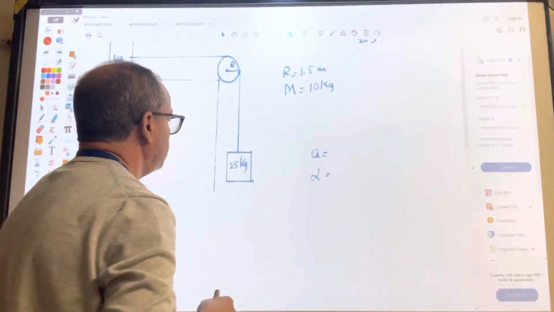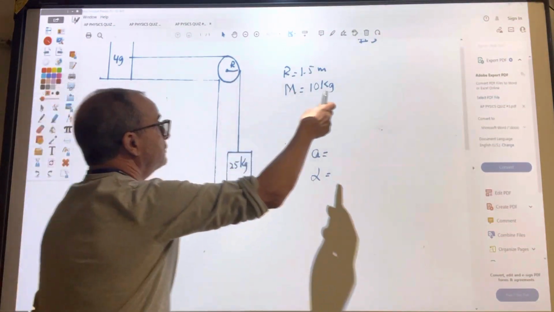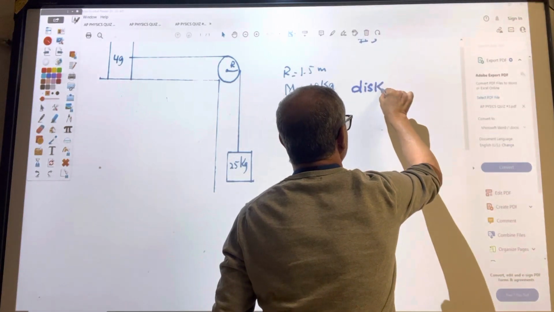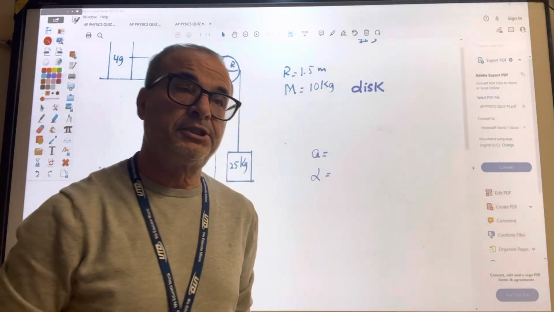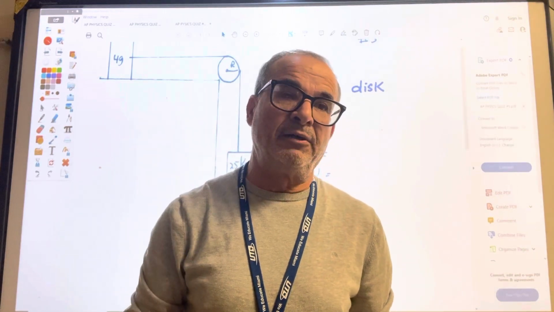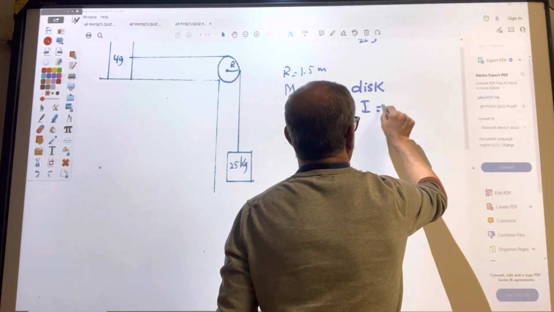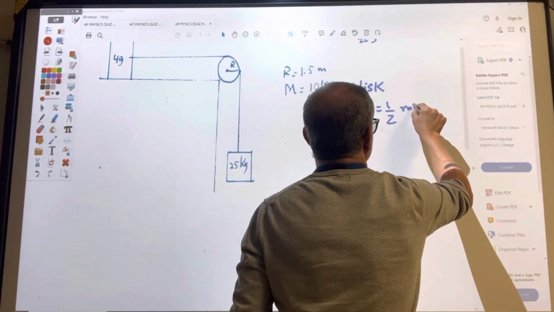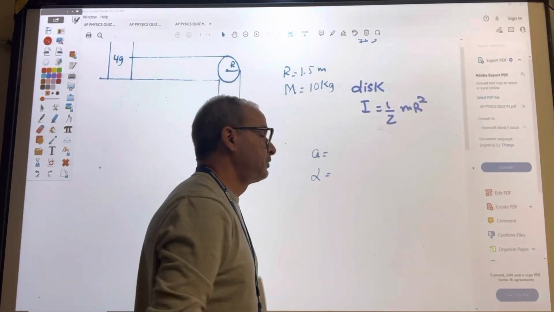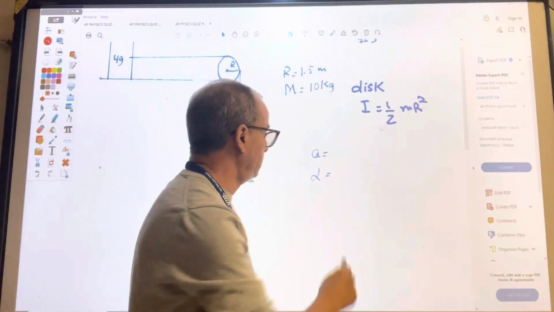Okay, so we have a pulley, which is a disc. They have to specify what kind of pulley it is because each pulley has different inertia, the I. So if we tell you that this is a disc, the inertia is going to be 1/2 times mr squared. All right? And then the question is to find linear acceleration and angular acceleration.